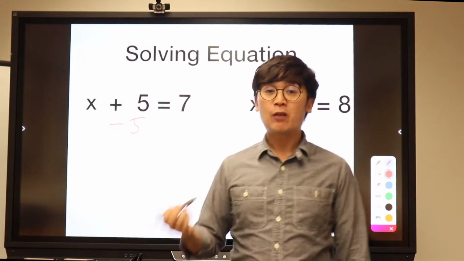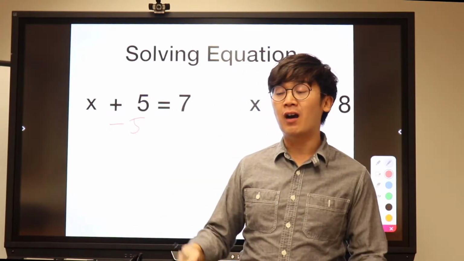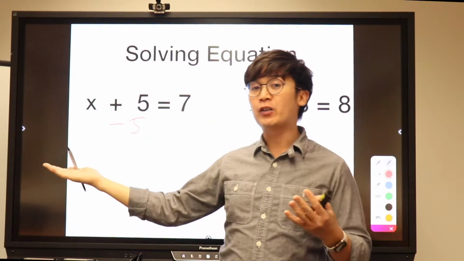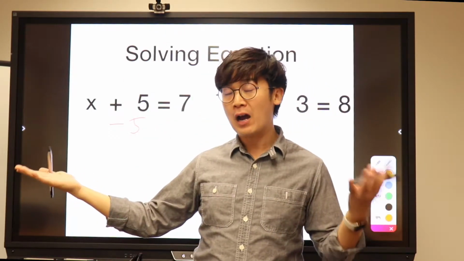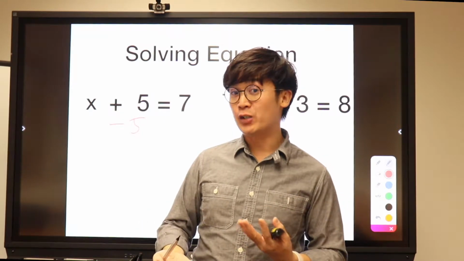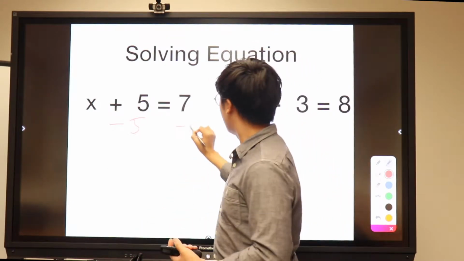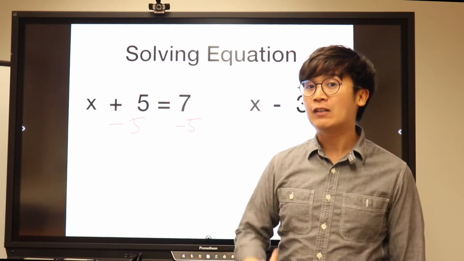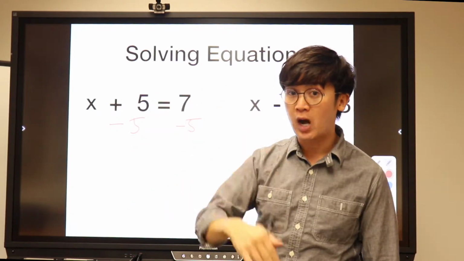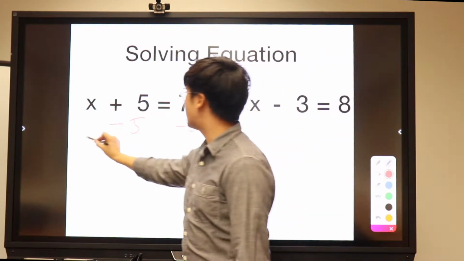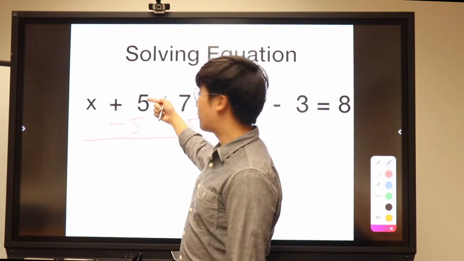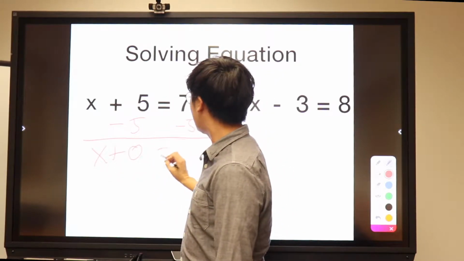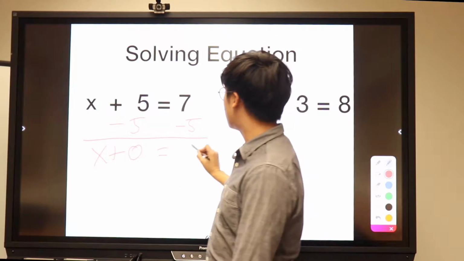And I will also introduce to them the value of balance in mathematics. That whatever you do on the left side, you have to do it on the other side as well to maintain the balance in your equation. So you can now introduce to them this technique, and now the students can relate to why you're doing such process in algebra. And by doing so, you will see that 5 minus 5 is equal to 0. So you have x plus 0 equal to 7 minus 5, which is equal to 2.